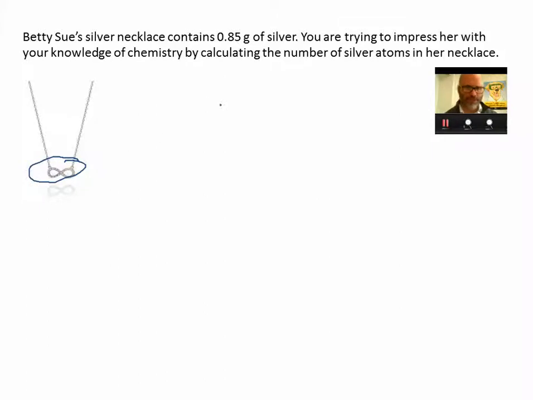So let's look at this now. What are we starting with? We're starting with 0.85 grams of silver. And what do we want to find? Well, we want to find the number of silver atoms. So in any of these problems, we don't really care about Betty Sue's necklace. Get rid of all this stuff. We want to go from grams of silver to the number of silver atoms.